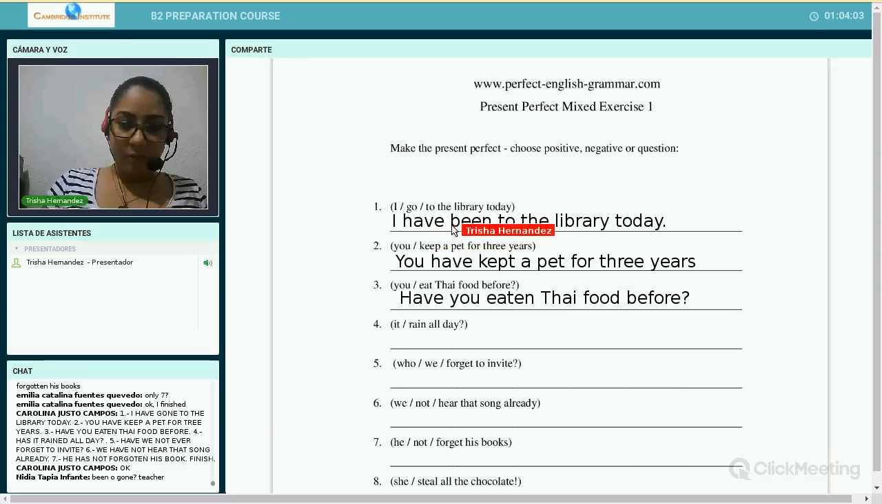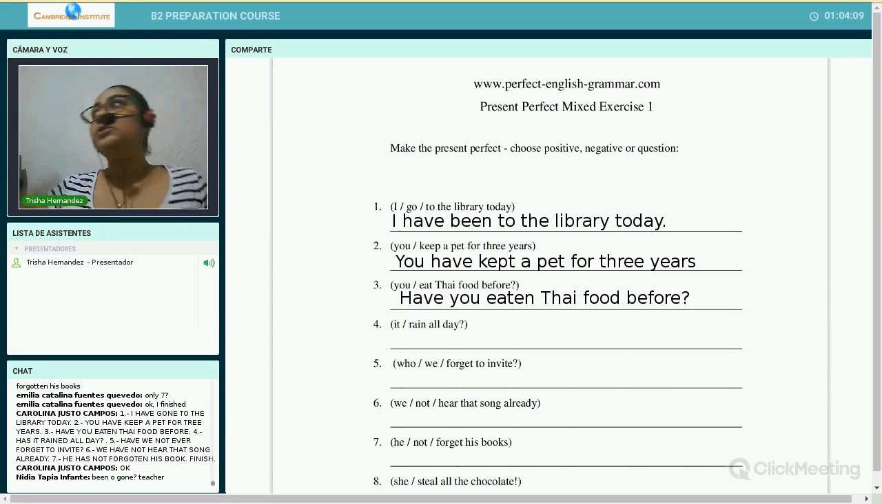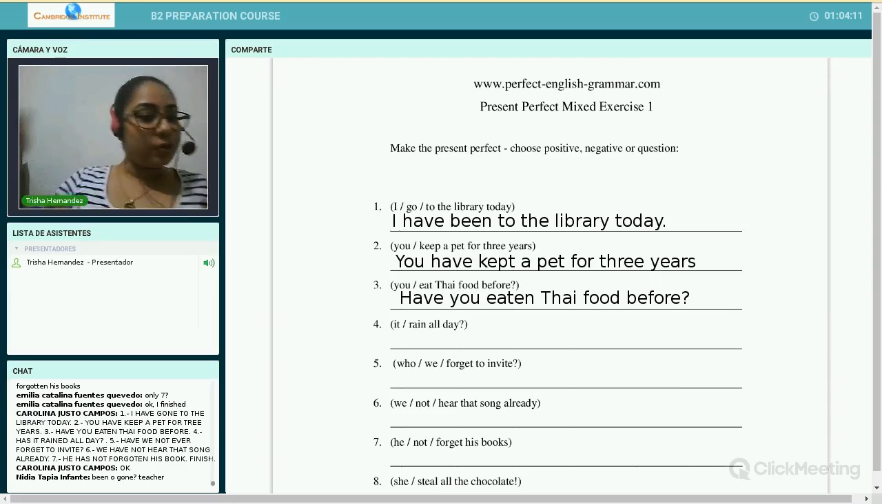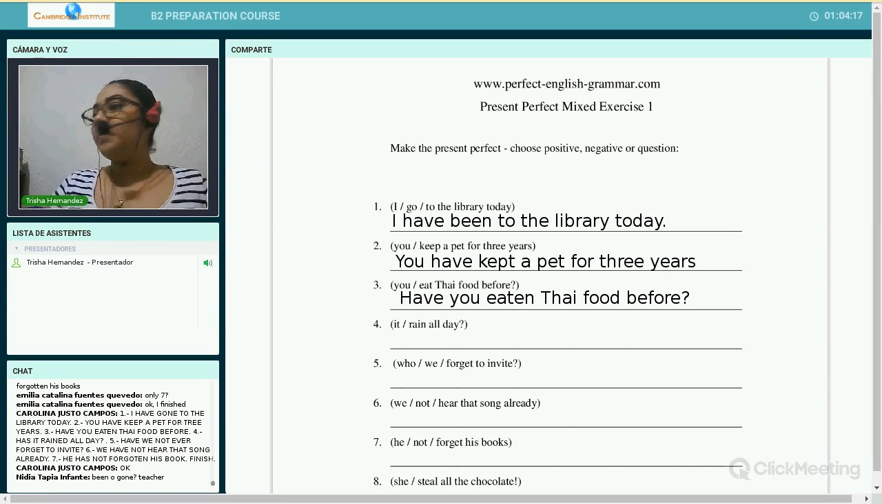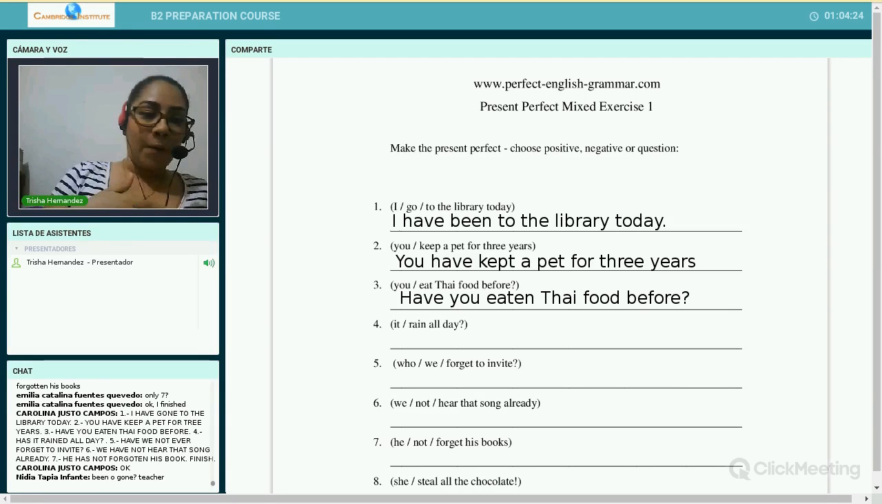Been or gone? Which one? I have been to the library today. I have been, because remember that been is that you went to the library and you came back. Like for example, maybe you went to the library only to pick up a book. So I have been in the library today. It means I went and I came back home. It doesn't mean that you're still in the library.